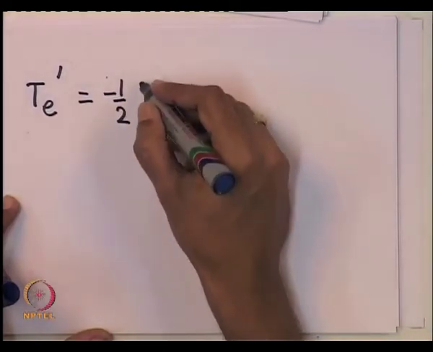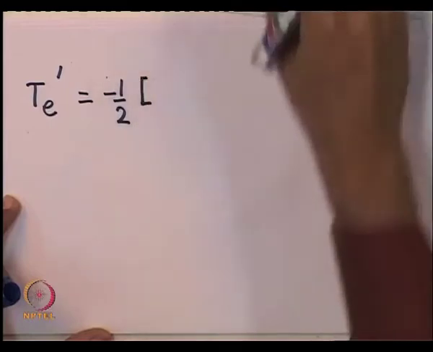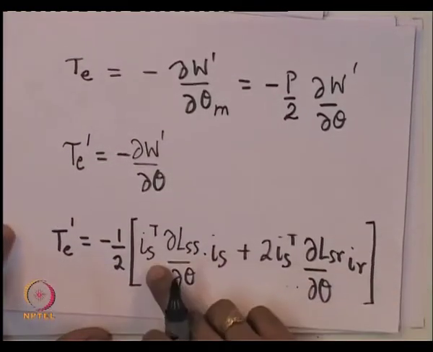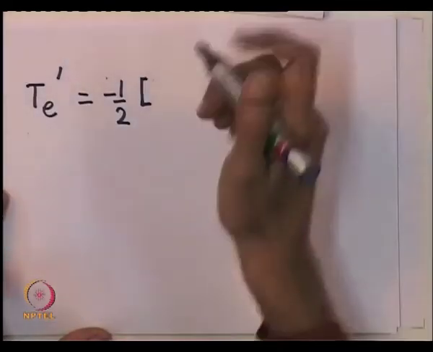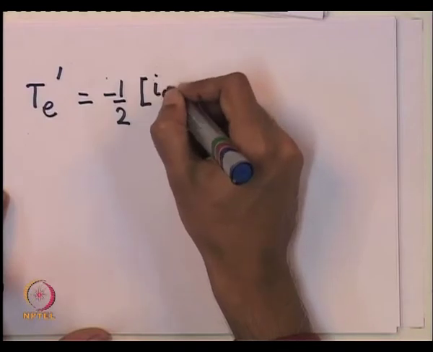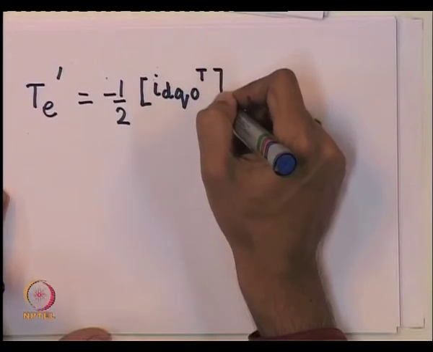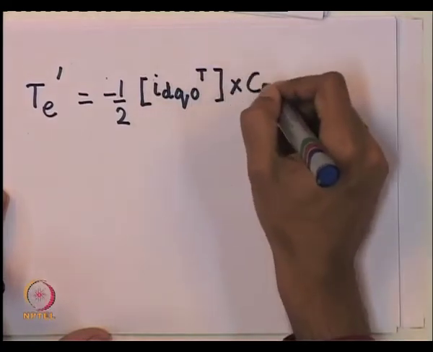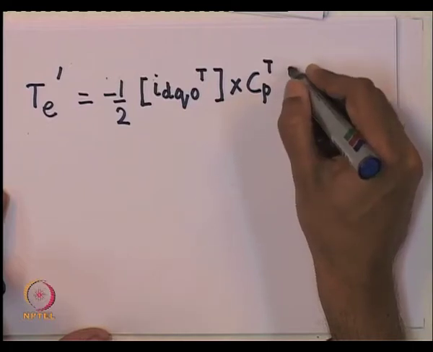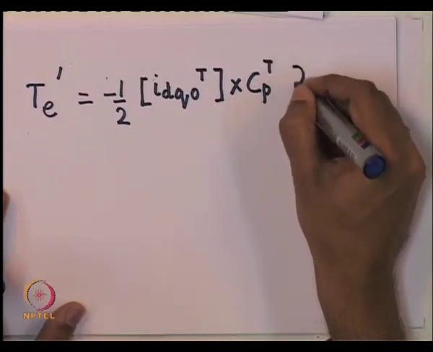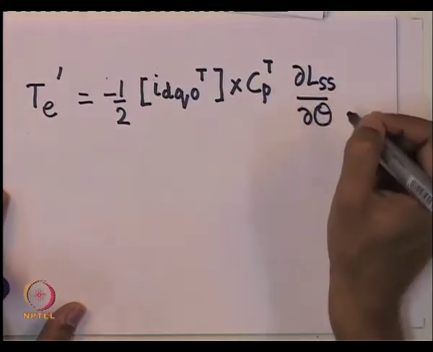Half. So, I substitute here. So, I have got I s transpose here. So, I will have to write I s, remember, is I a, I b, I c. So, I can write this as I d Q0 transpose into Cp transpose, into the partial derivative of LSS with respect to theta.